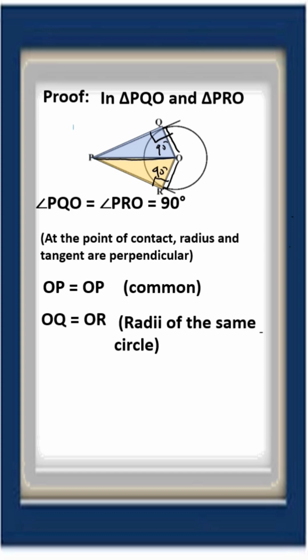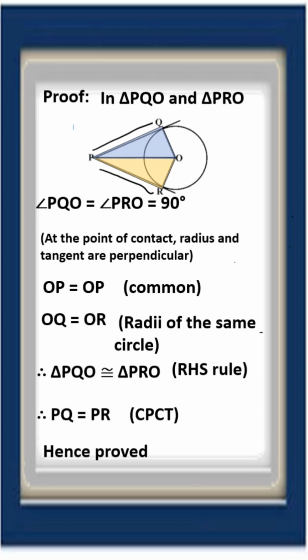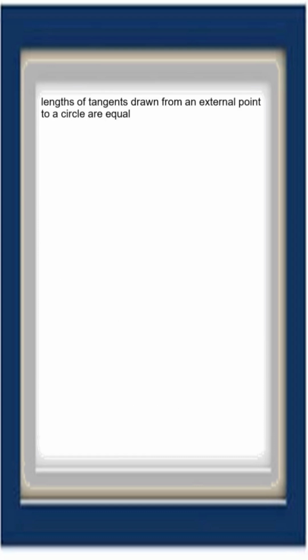So triangle PQO is congruent to triangle PRO. Why? RHS rule: right angle, hypotenuse and side. This is the hypotenuse, this side, and 90 degree. So PQ is equal to PR. Why? Corresponding sides of congruent triangles. Hence proved. We have proved that lengths of the tangents drawn from an external point to a circle are equal.